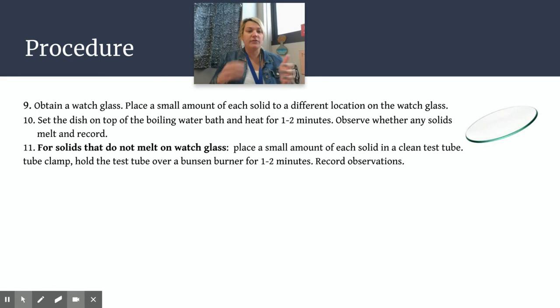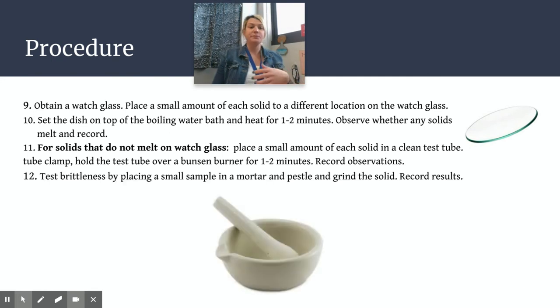Next part is for solids that do not melt on the watch glass. We're going to heat them up directly using a Bunsen burner. So we're going to take a little bit more, add it to a clean test tube, and hold it over the Bunsen burner for 1 to 2 minutes to see if we can get it to melt with direct heat. When we're boiling the water, that's not direct heat, that's just heat from the water, and water only boils at 100 degrees Celsius. With the Bunsen burner, we can get a higher temperature to see if we can get it to melt.